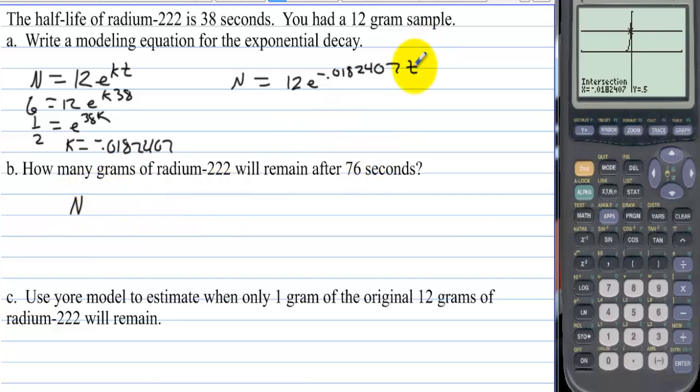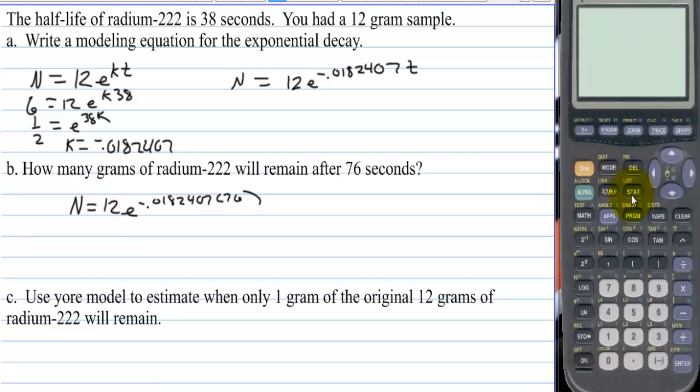How many grams of radium-222 will remain after 76 seconds? Well, now this time they give us a t value. N equals 12e to the -0.018247 times 76. And of course, we're going to use our calculator to answer this. We can go just back to the home screen and type 12 times e to the -0.018247 and then times 76. Enter. And so we're looking at n equals 3 grams.